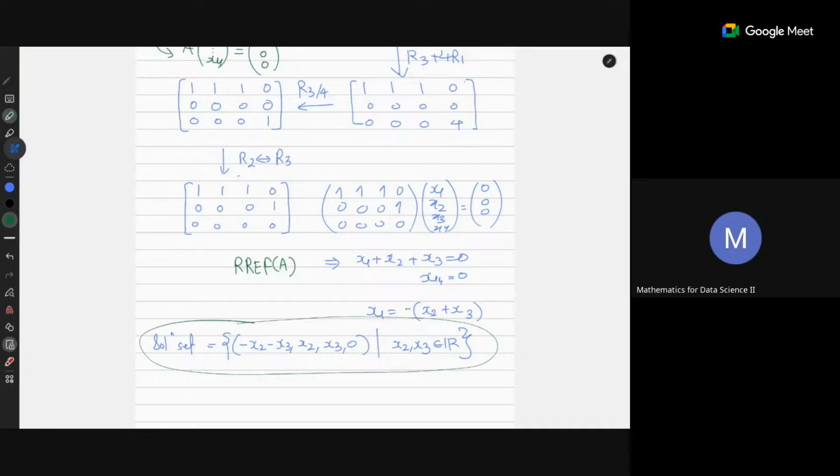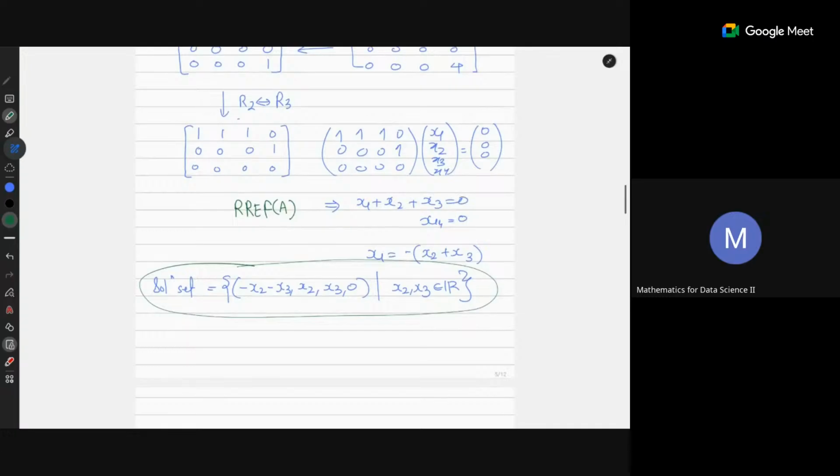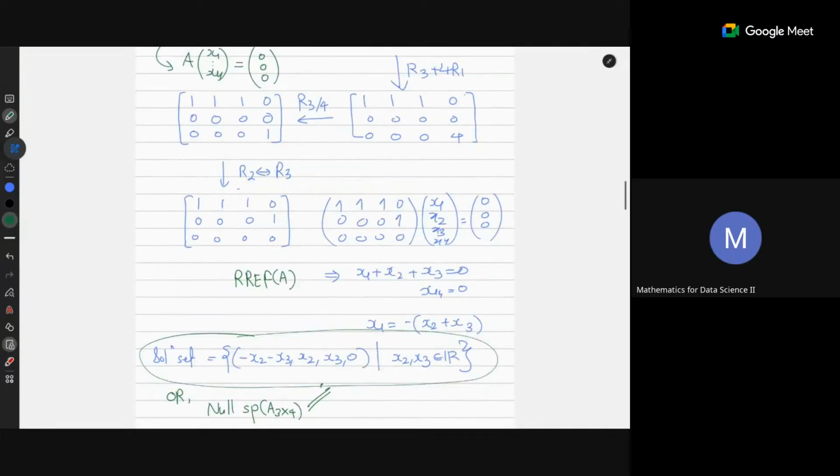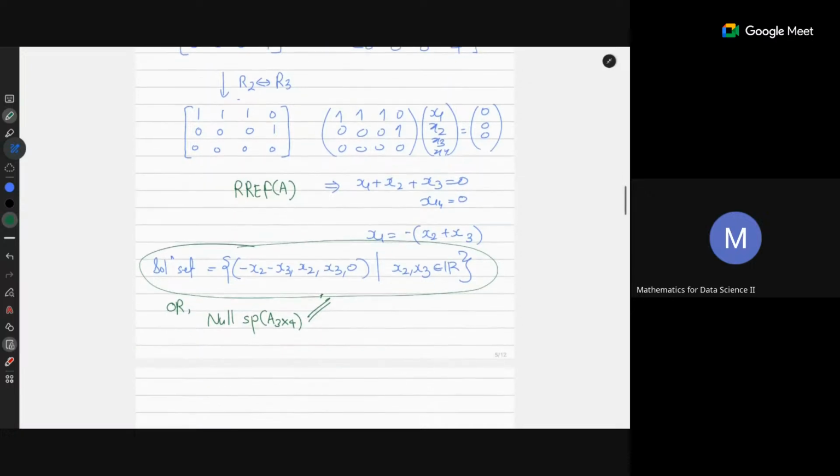This is the null space of A, which was a 3 cross 4 matrix. This is also the null space. Make sense? All right. So this is how you can find out the null space of a matrix.